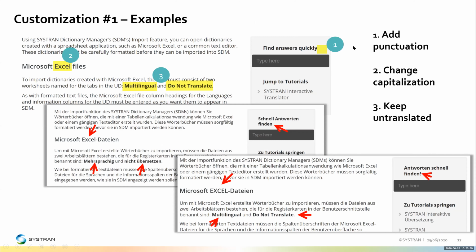Here's an example of some of the customizations. This is actually from a knowledge base or a user guide that we have for another one of our products. And I wanted to just show some examples. The original here in the top, you see find answers quickly. And in English, that's cool. But let's say in German, we wanted to have an exclamation mark there to make it really an order or something like that, or a request. And so you can do that.